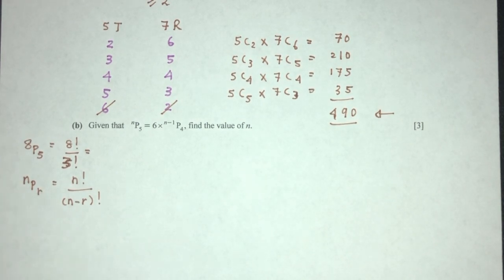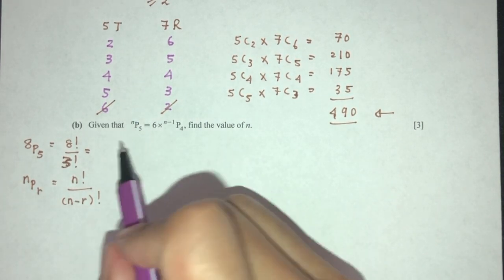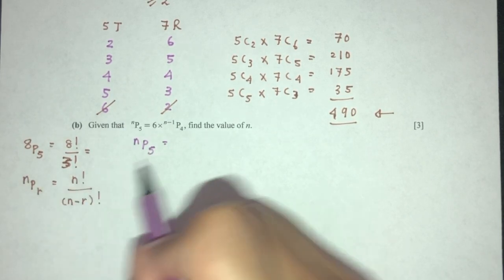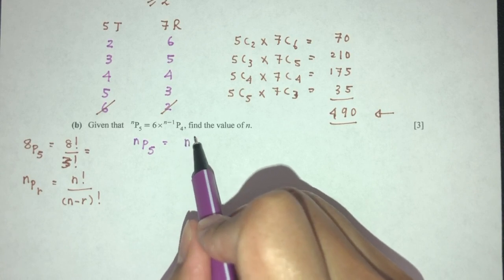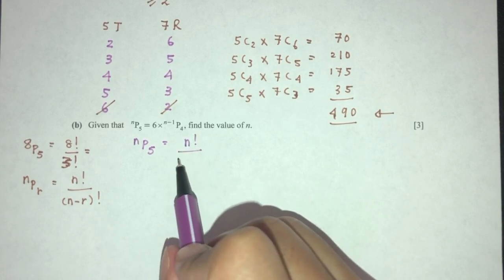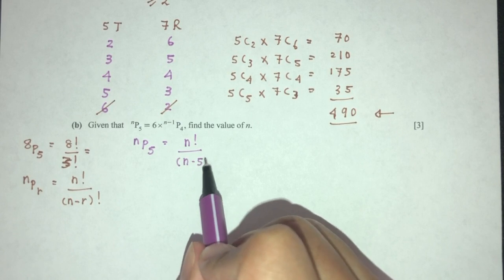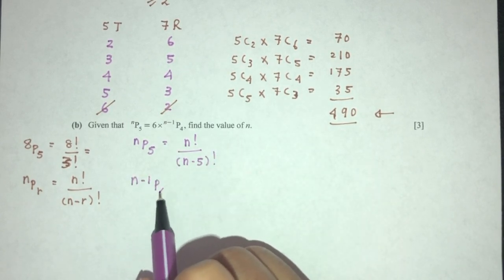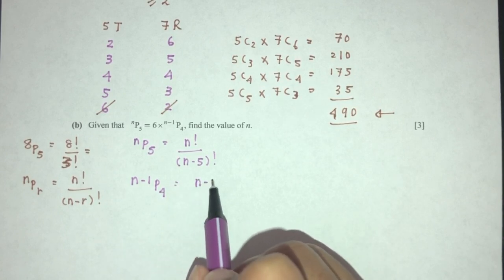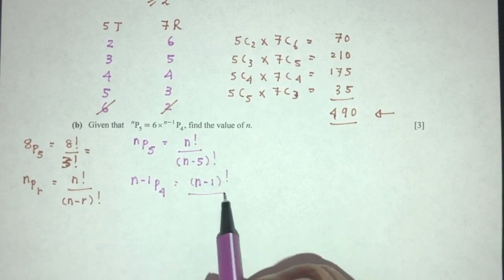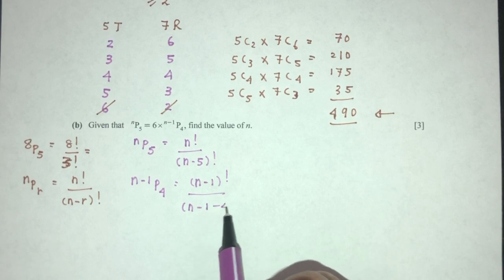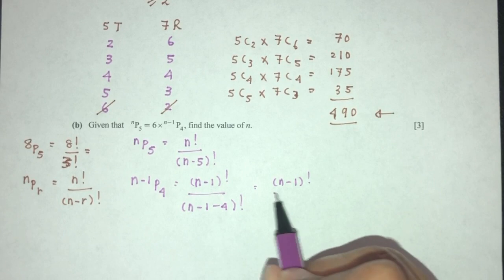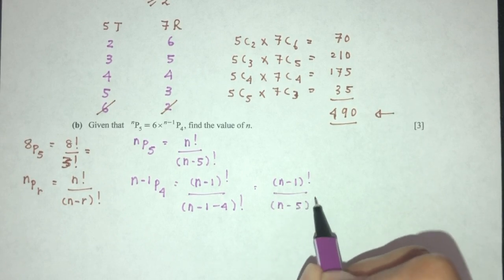So let's try to simplify one by one. Here we have nP5. According to this one, it's the same thing as n factorial divided by n minus 5 factorial. How about this one? n minus 1 P4. Same thing as n minus 1 factorial over n minus 1 minus 4 factorial, which is equal to n minus 1 factorial over n minus 5 factorial.